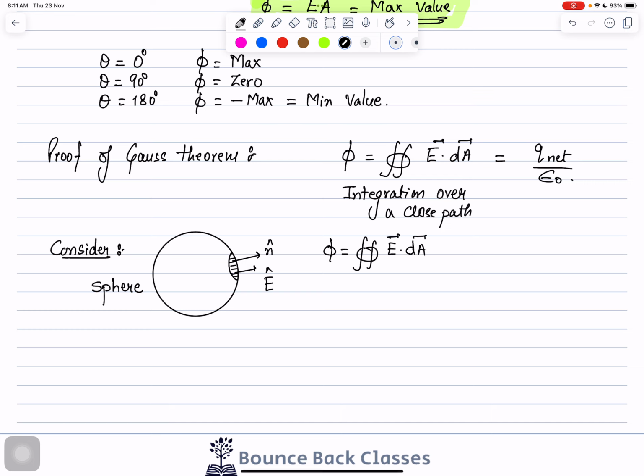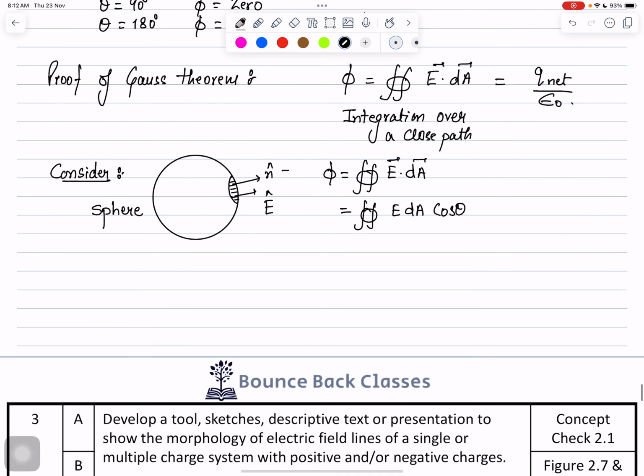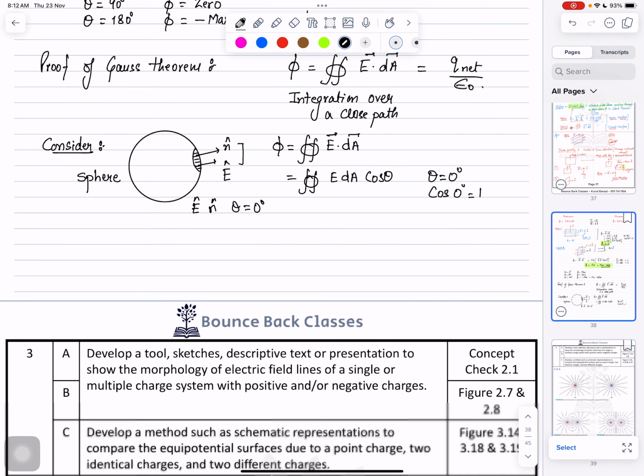Now open this. Integration over a closed path E dA cos of theta. We already understand this part. Both are in the same direction, e cap and n cap, so theta equals 0 degree. So when theta equals 0 degree, cos of 0 degree is equal to 1. So cos of 0 is 1.